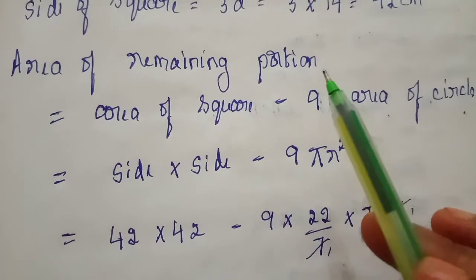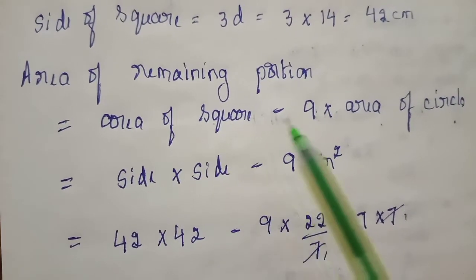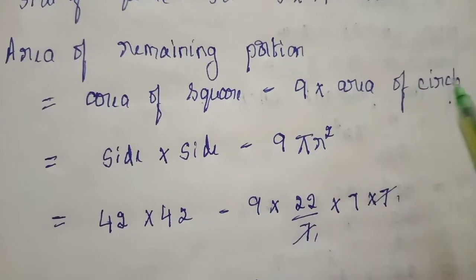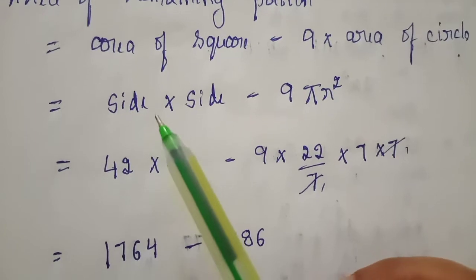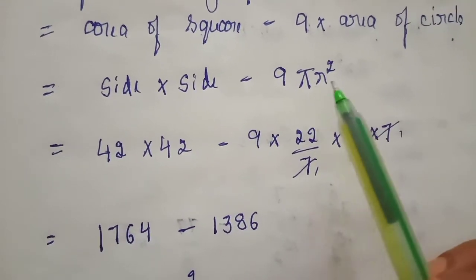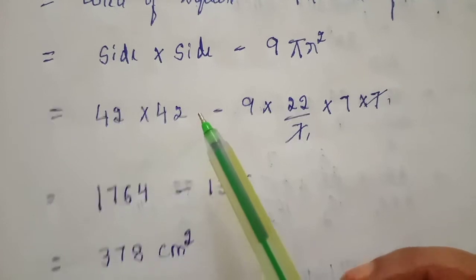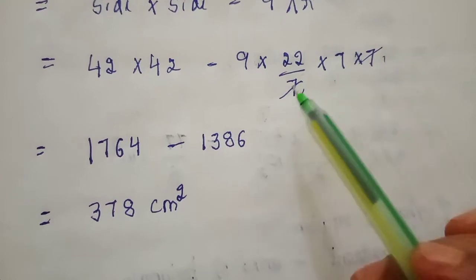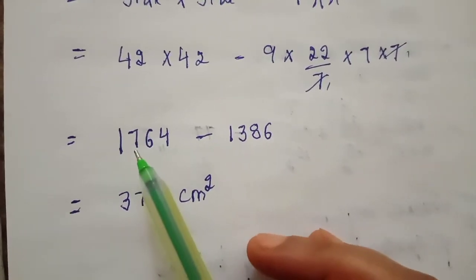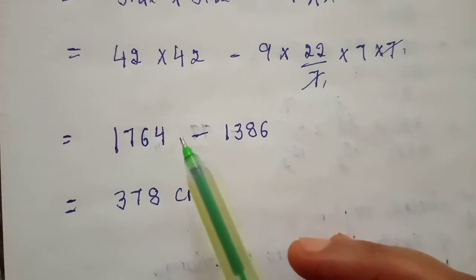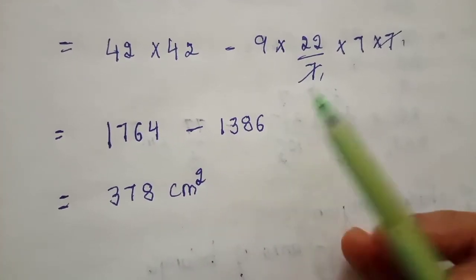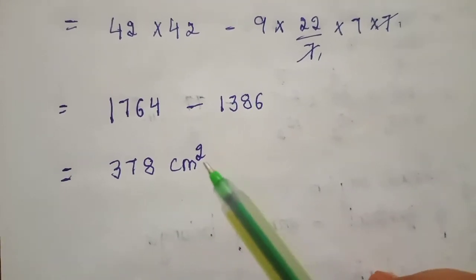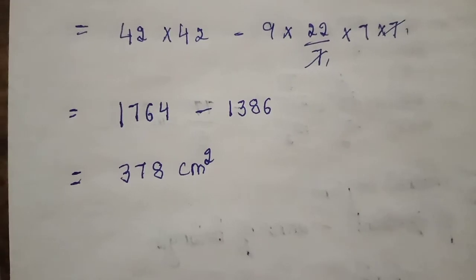So area of remaining portion equals area of square minus 9 circles. So you have to remove 9 circles, 9 into area of circle. So what is the area of circle? Side into side minus 9 pi r square. 42 into 42 minus 9 into 22 by 7 into 7 into 7. Cancel here 1 7. So we get 1764 minus 1386. So after subtracting we get 378 centimeter square. So this will become the area of the remaining portion.